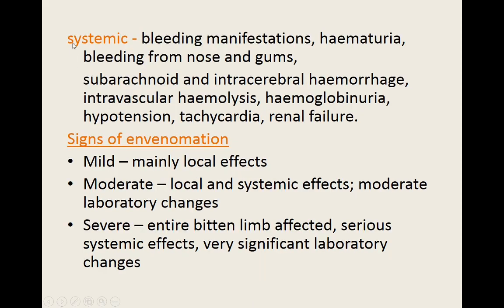Systemic features of a hemotoxic bite are bleeding manifestations. There will be blood in urine, epistaxis, that is bleeding from the nose, bleeding from the gums, subarachnoid and intracerebral hemorrhage, intravascular hemolysis, hemoglobinuria, and hypotension, because of blood loss the blood pressure will be decreased. Tachycardia, so there will be increased pulse rate. And finally, renal failure or renal shutdown because of decreased renal perfusion. So these are the systemic manifestations of a hemotoxic bite, predominantly bleeding manifestations.